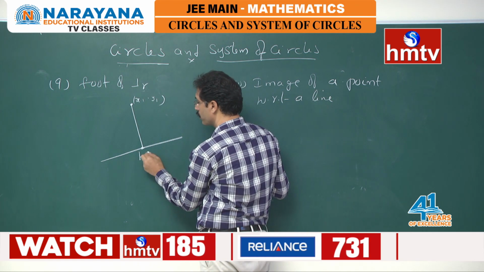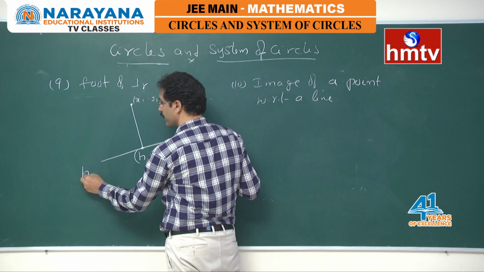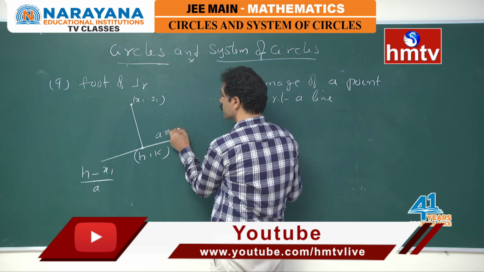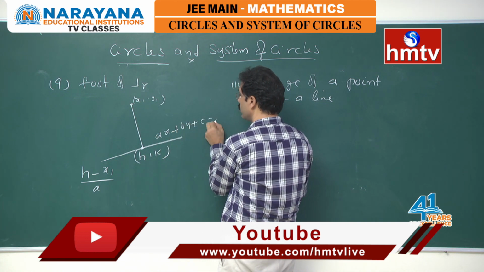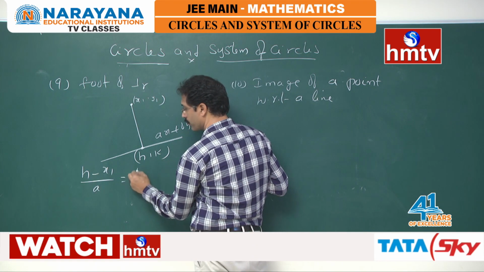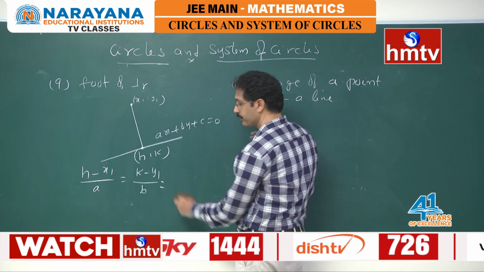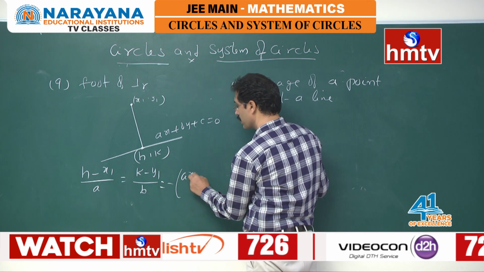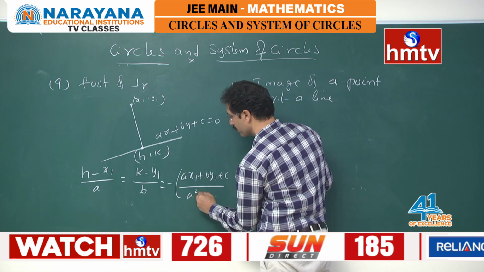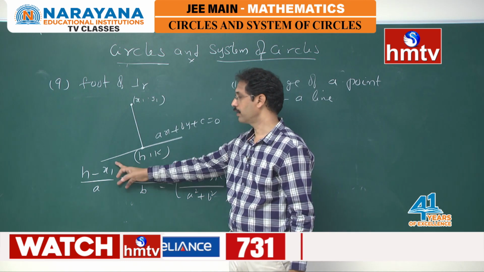If we take this foot of perpendicular as (h, k), then (h - x1)/a, where ax + by + c = 0 is the equation of the line I am taking, is equal to (k - y1)/b, which is equal to -(ax1 + by1 + c)/(a² + b²). This is the formula to find the foot of the perpendicular of any given point on a line.